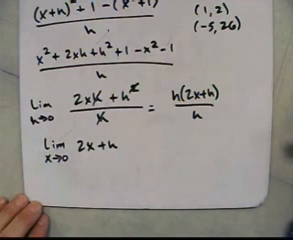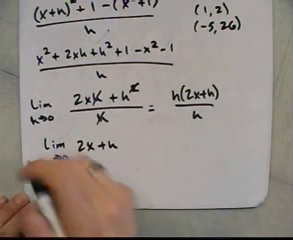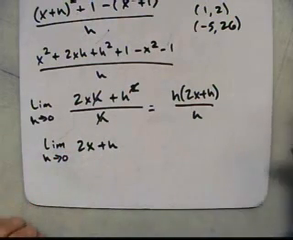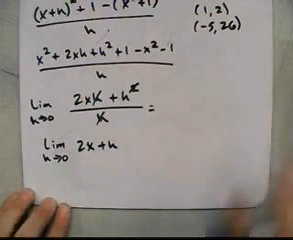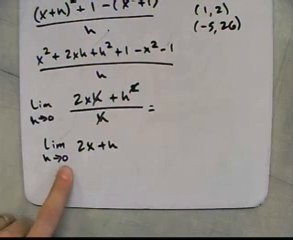Wait, shouldn't it be h goes to 0, or x goes to 0? Oh, thank you. Oh yeah, h, my bad. Sorry. We just did limits where x goes to 0, so sorry about that. We're going as h goes to 0 here.